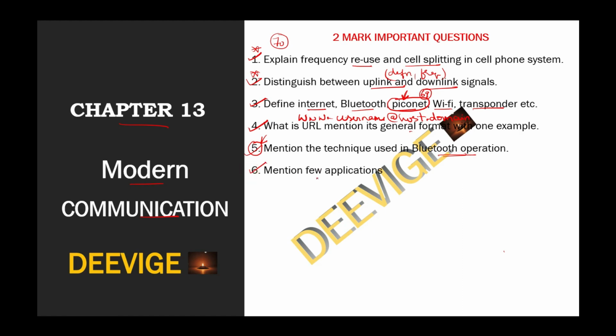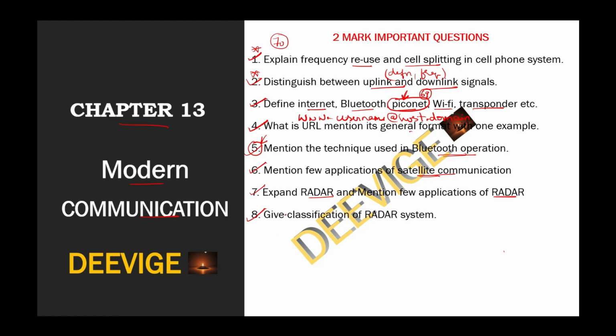Then the next question is, mention few applications of satellite communication. Here one example I have given. They can ask few applications of satellite communication, optic fiber communication, radar, etc. So you need to know each and every application. The next question is, expand radar: radio detection and ranging. Mention few applications of radar.